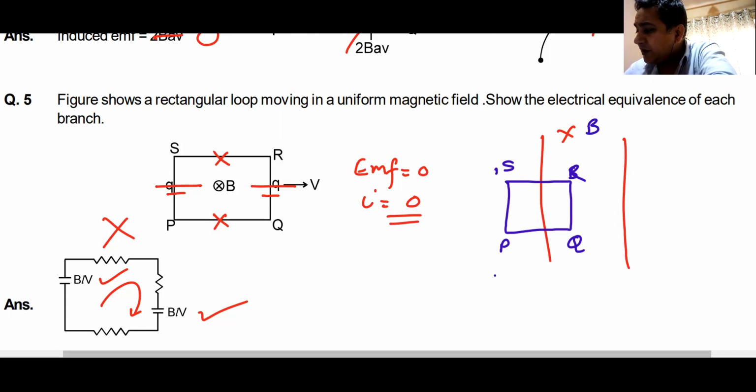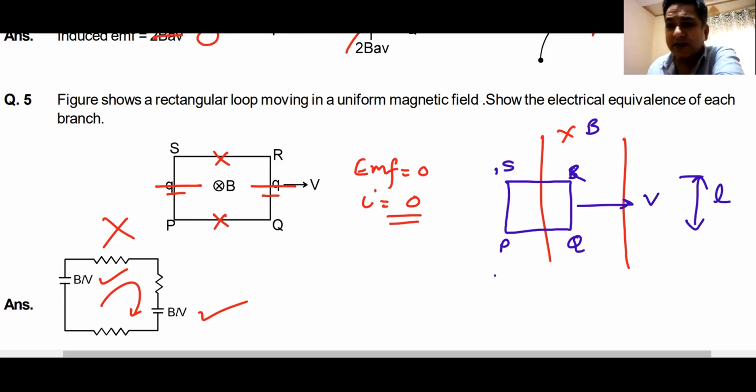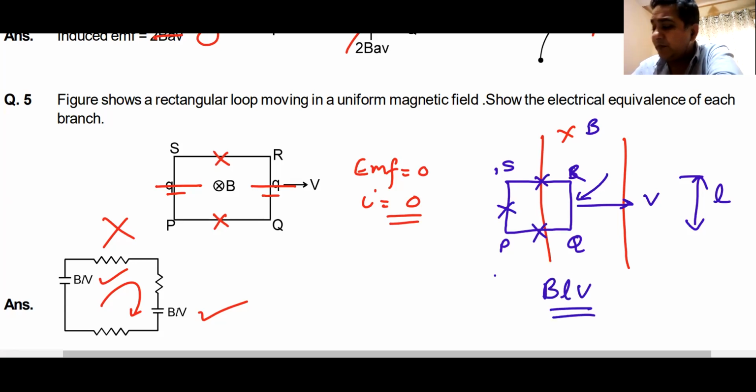Magnetic field is given as B, velocity is given as V, and the length of the square loop is given as L. In this case, what will happen? This part, no EMF. This part, no EMF. This part is outside, so no EMF. Only one line of length L is inside, so EMF induced in this part will be VLB, and the battery would be like this, V cross B. R will be higher potential, Q will be lower potential, and current will flow like this.